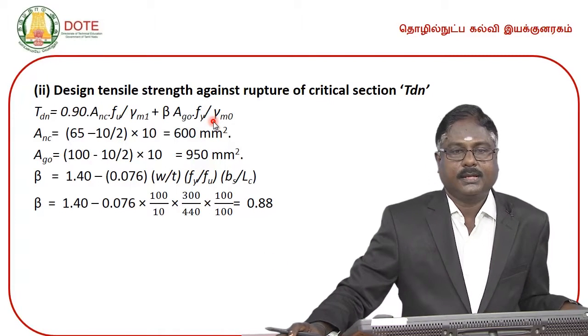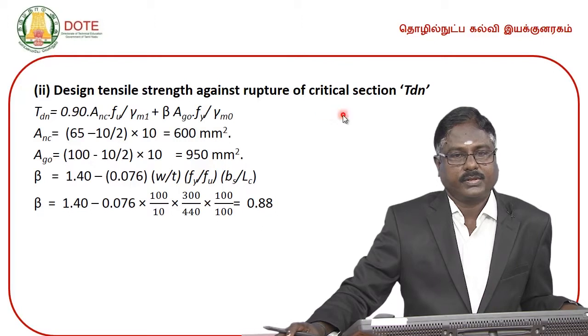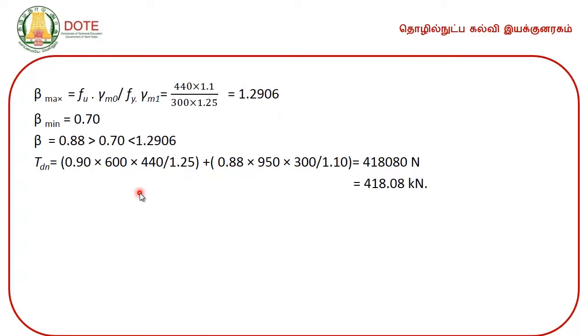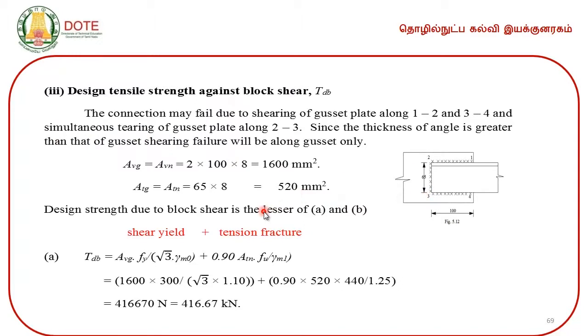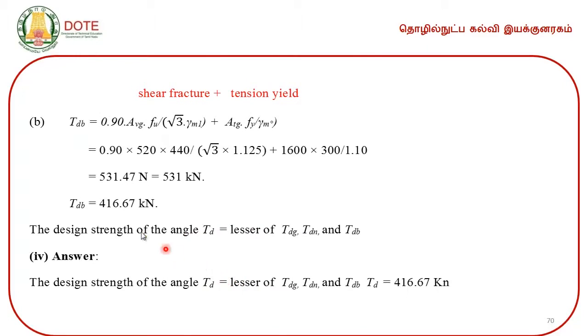and the design strength against rupture of the critical section for this case is found to be 418.08 kilonewton, and against block shear it is found to be 416.67 kilonewton. The design strength of the tension member is the least of all these three options, namely Tdg, Tdn and Tdb, which is found to be 416.67 kilonewton. I have mistakenly typed here; the k should be in lower case and the N should be in upper case. I will make the corrections.